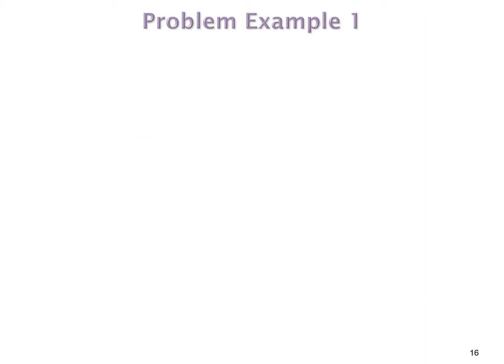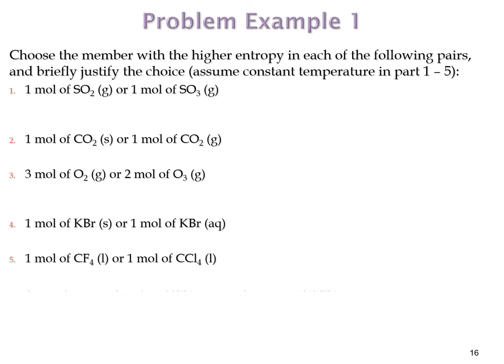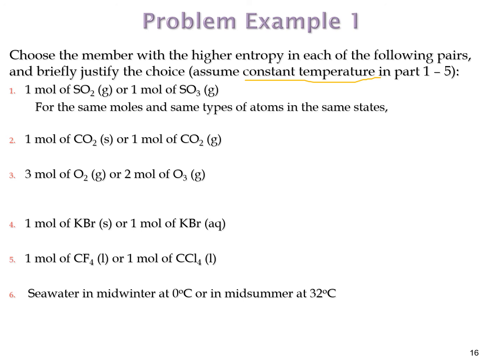All right, so let's try to understand predicting entropy a little bit better with these 6 questions in our example. And I'd like to remind you that the first 5 questions are under the constant temperature, the same temperature. All right, so our first question, 1 mole of sulfur dioxide and 1 mole of sulfur trioxide. When we look at this question, we realize they both have the same moles. They both have the same type of atoms, sulfur and oxygen, and they both have the same state. All right, and of course they are the same temperature.